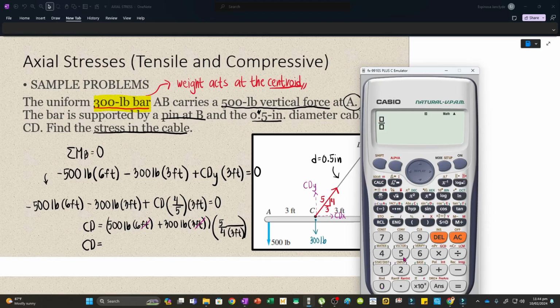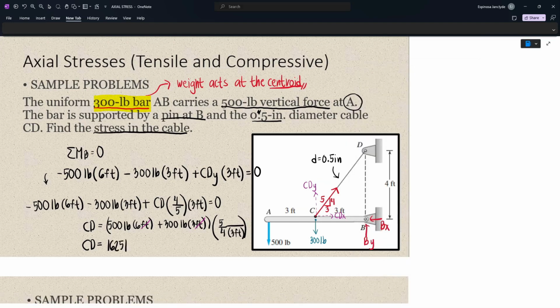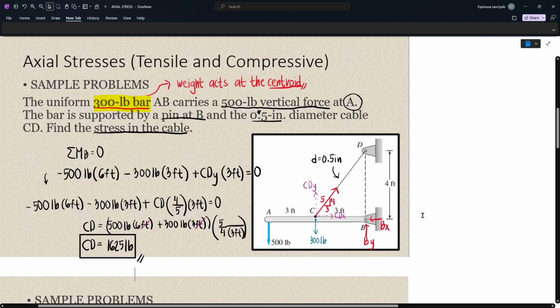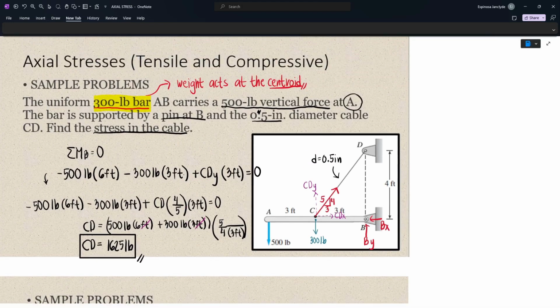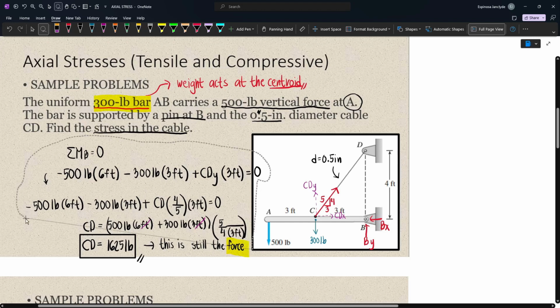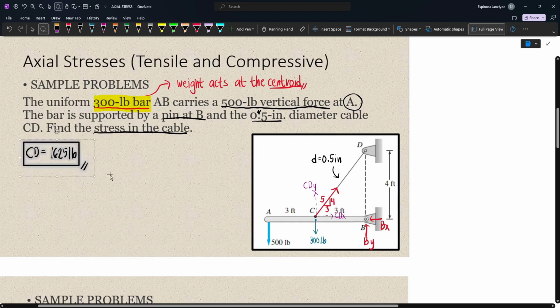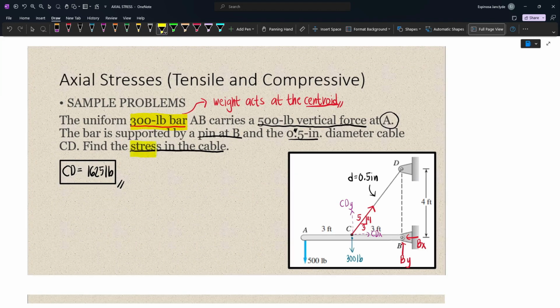Using our calculators, we will be able to know that CD is equal to 1625 pounds. However, if you don't want to simplify the equation, you can just use shift solve, and you will still be able to obtain the answer. However, take note that we are not in statics anymore. We are not only interested in the force in the member, we are now also interested in the stress. And so this is just the first step in our calculation.